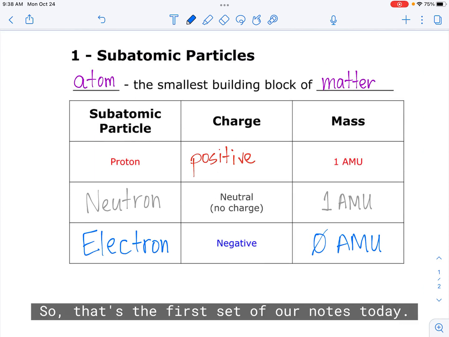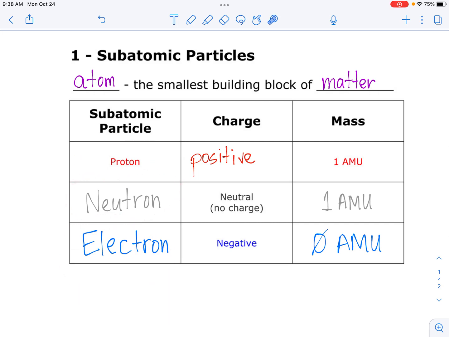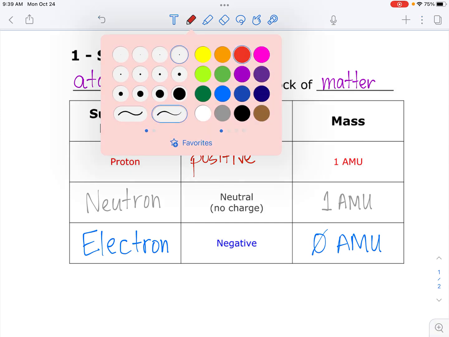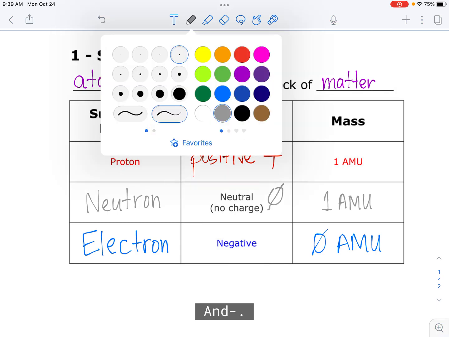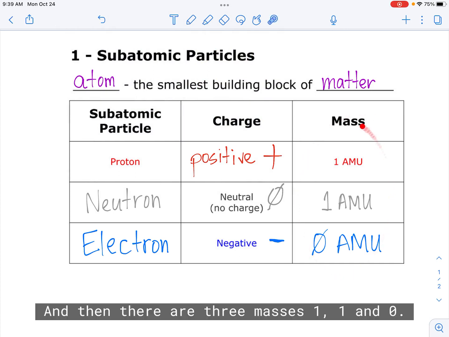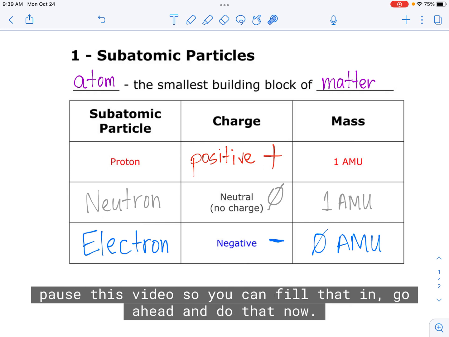So that's the first set of our notes today. We've got our three subatomic particles, proton, neutron, and electron. Their charges, positive, neutral, and negative. And then their three masses, 1, 1, and 0. We also have the definition of an atom up here. So if you need to pause this video so you can fill that in, go ahead and do that now.